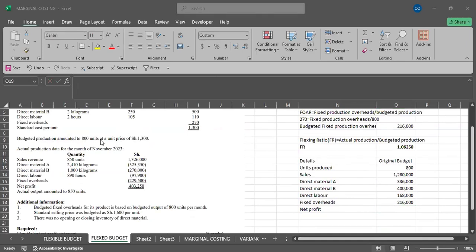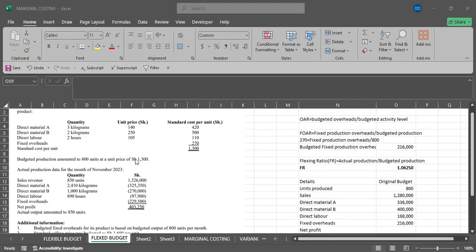Budgeted production amounted to this one at a unit price of 1,300. The 1,300 we are having here is the total cost, not the selling price. 1,300 is the total cost. They have extracted it from this point. So I want us just to confirm that when we add all these, we are getting 1,300.